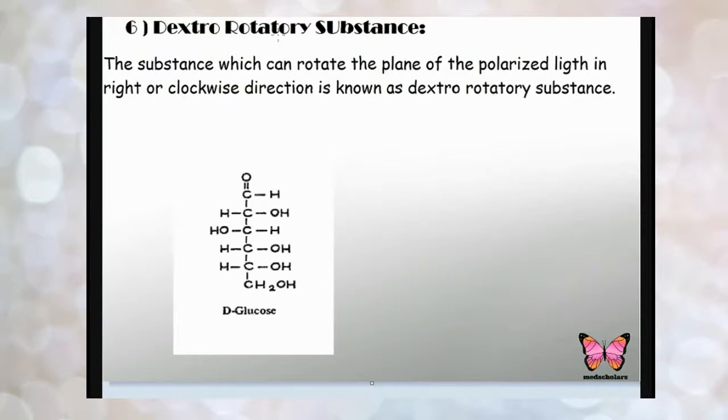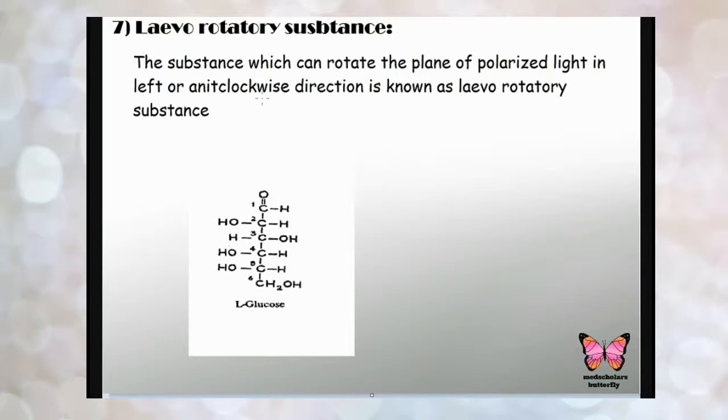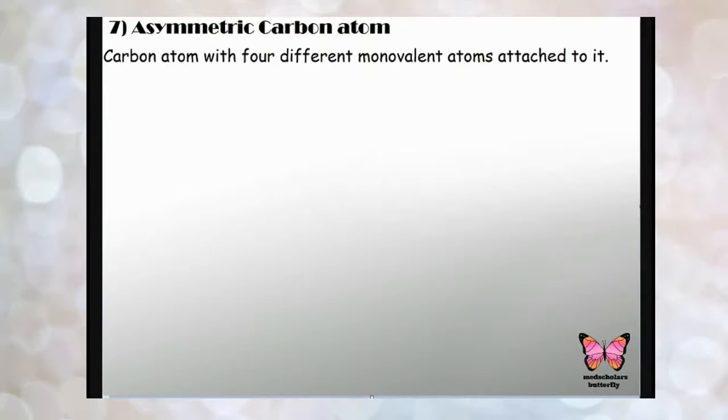Dextro-rotatory substance. By the definition we can know that it is the substance which has the ability to rotate the plane of polarized light in what direction? In the clockwise direction only. So it is known as a dextro-rotatory substance. An example is D-glucose. D means dextro or right. A substance that rotates the plane of polarized light in an anti-clockwise direction is known as levo-rotatory. Levo means left. An example is levoglucose.